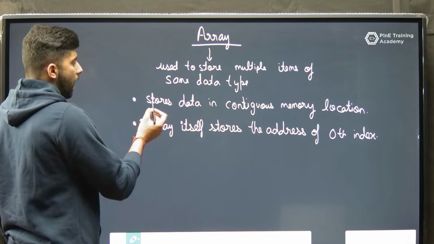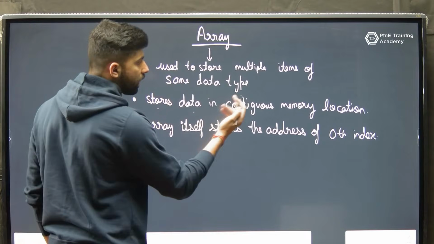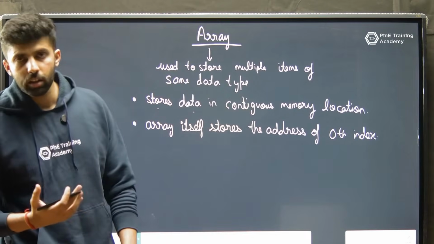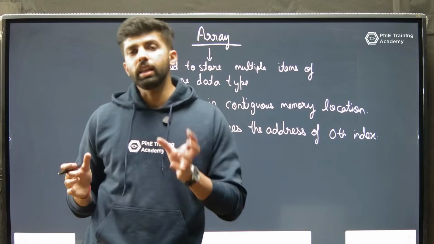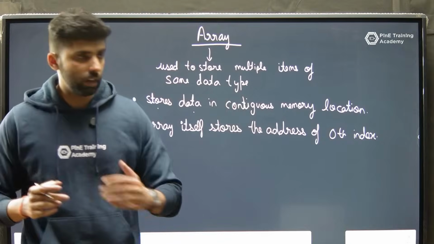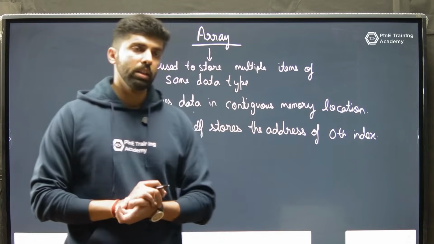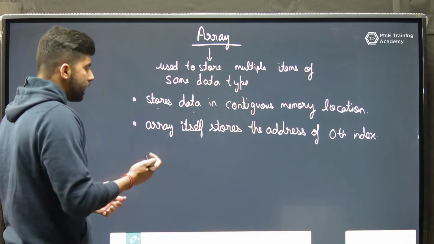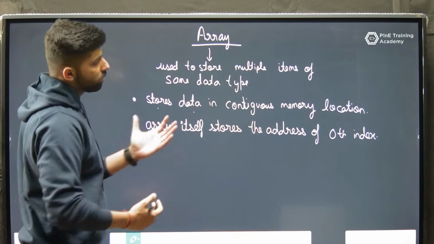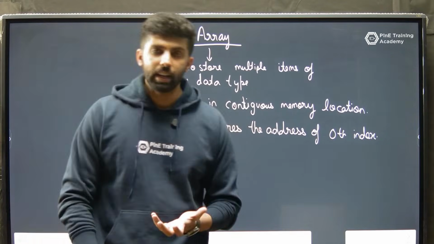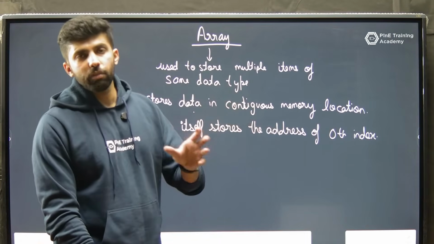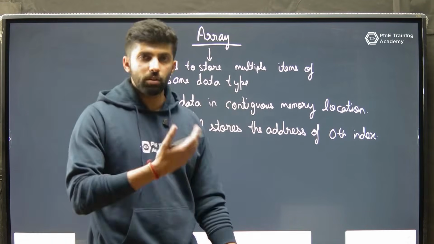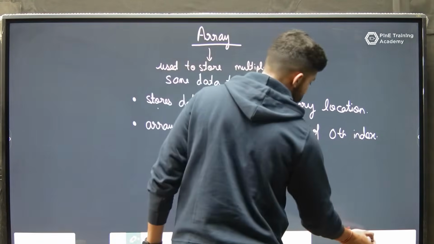An array is a very special data structure, and what makes it special are its two properties. First, an array stores the data in contiguous memory locations. If I am storing three variables, they will be stored continuously. We will look at it in our next slide. The second is that the array itself stores the address of the 0th index. What is an index? We will look at it in our next slide.